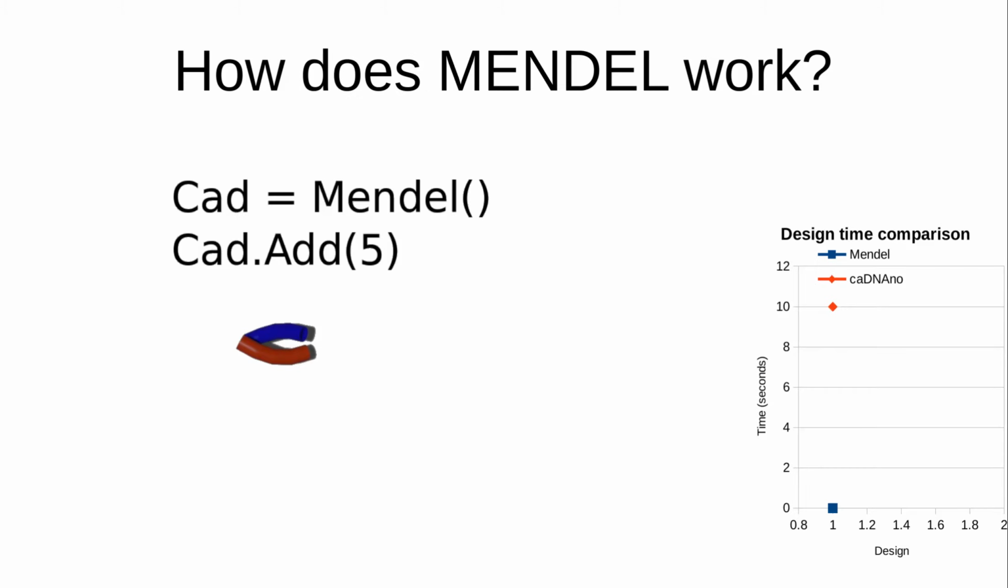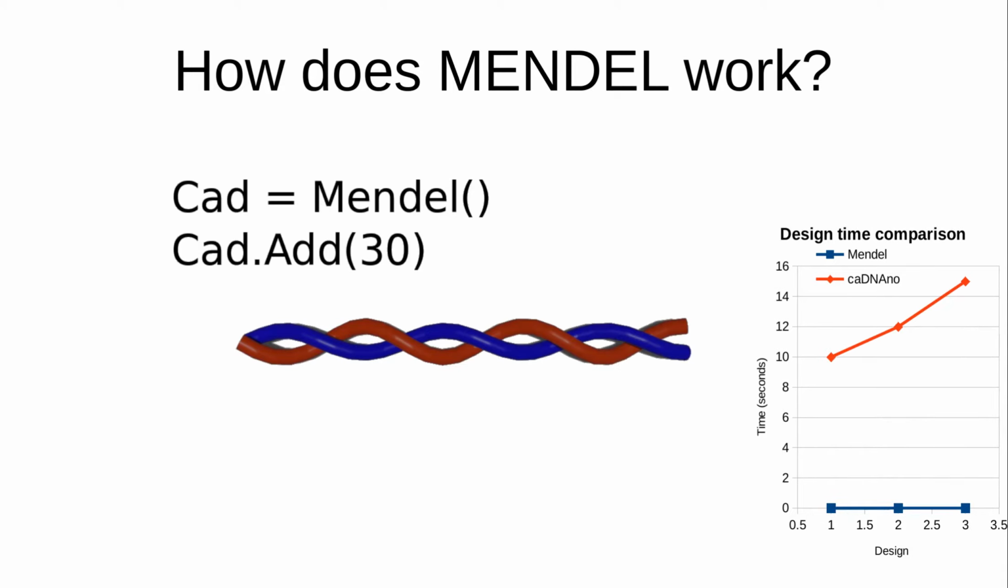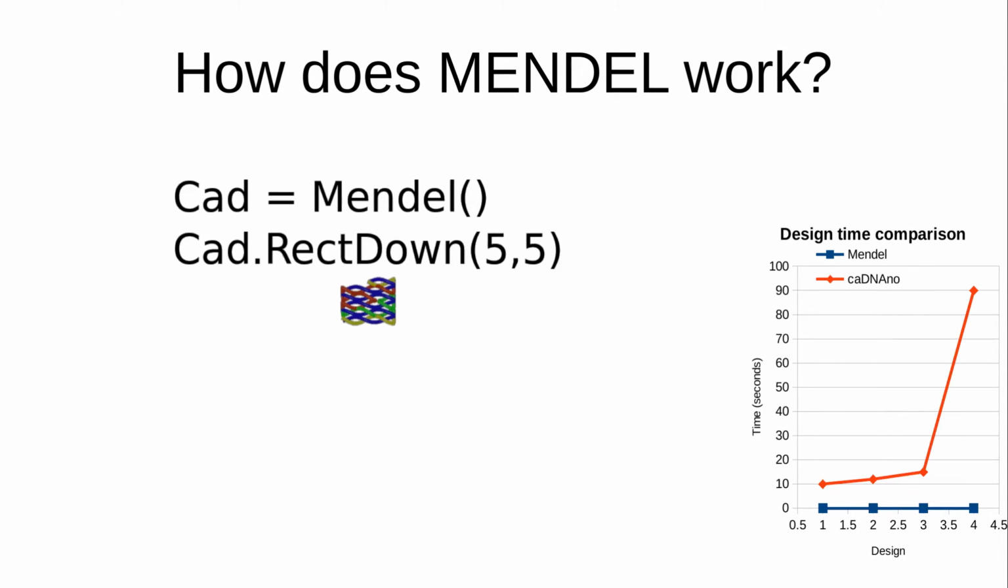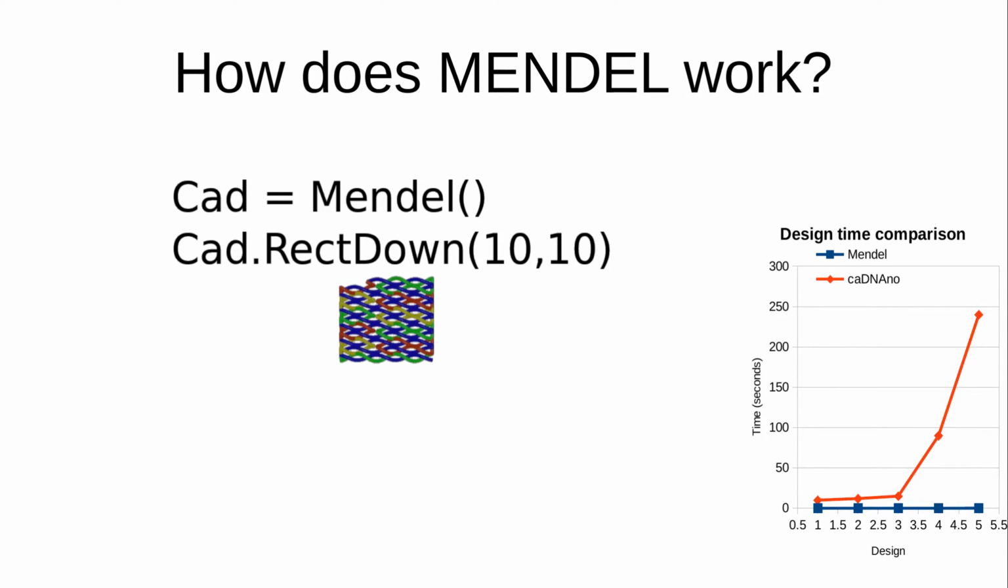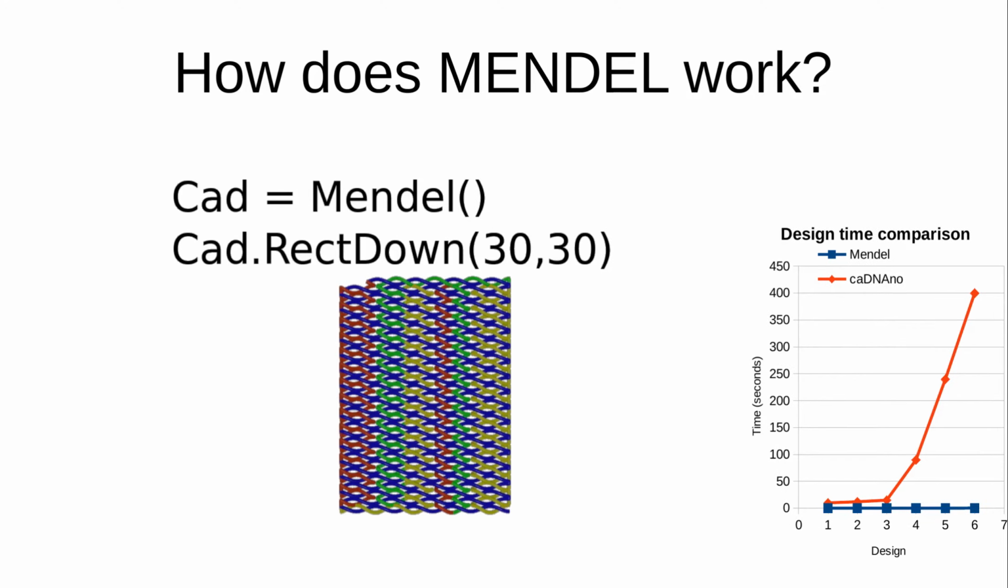So, how does MENDEL work? By using the provided commands, the DNA scaffold is grouped by adding 5, 10, or 30 nucleotides. If we are going to 2D, MENDEL can create rectangles of 5 base pair by 5 helices and can grow to 10 by 10 and 30 by 30. And comparing against the time we require in CAD-Nano, the difference is noticeable.